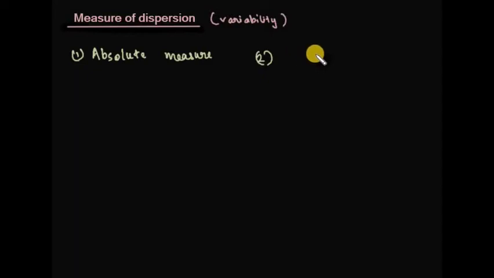Let's discuss the topic measure of dispersion, which is also known as measure of variability. Dispersion refers to the variability in the size of items. Different measures of dispersion are classified into absolute measure and relative measure. We will discuss two types of measure of dispersion. First one, absolute measure. And second is relative measure.